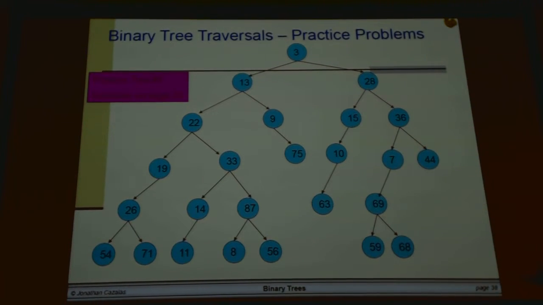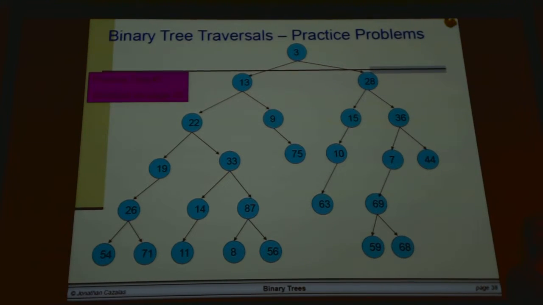After our 19, what's visited? 26. After 26, 54. What's after the 54? 71. Why? You've exhausted the left. We completely exhausted the left. We found a leaf. We found the end of our binary tree on the left. The end of it is a 54.